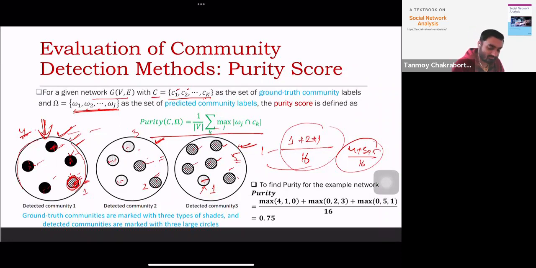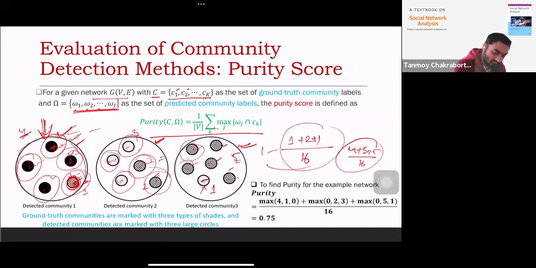The problem in this purity metric is that if you have an algorithm that says let's assign each node to an individual community. So this is a community, this is a community, this is also a community. So the number of communities equals the number of nodes. What would the purity value be? Purity value would be 1. Maximum, because for every detected community, there's only one ground truth community, which is correct, right? So if you have a very trivial algorithm for community detection, that would also give you a purity of 1.